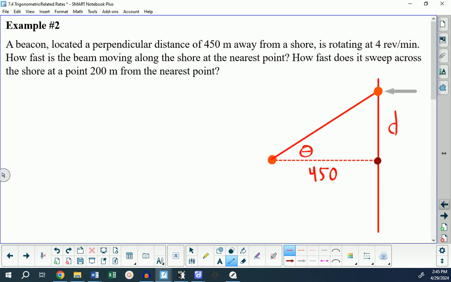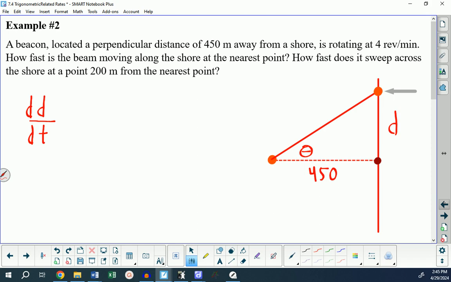So now let's finish reading the question. It says, how fast is the beam moving along the shore? Okay, so that's dd/dt. And I did something that I tell you, don't do that. I'm choosing d as a variable, but so what? How fast is that beam moving along the shore at a particular point in time?